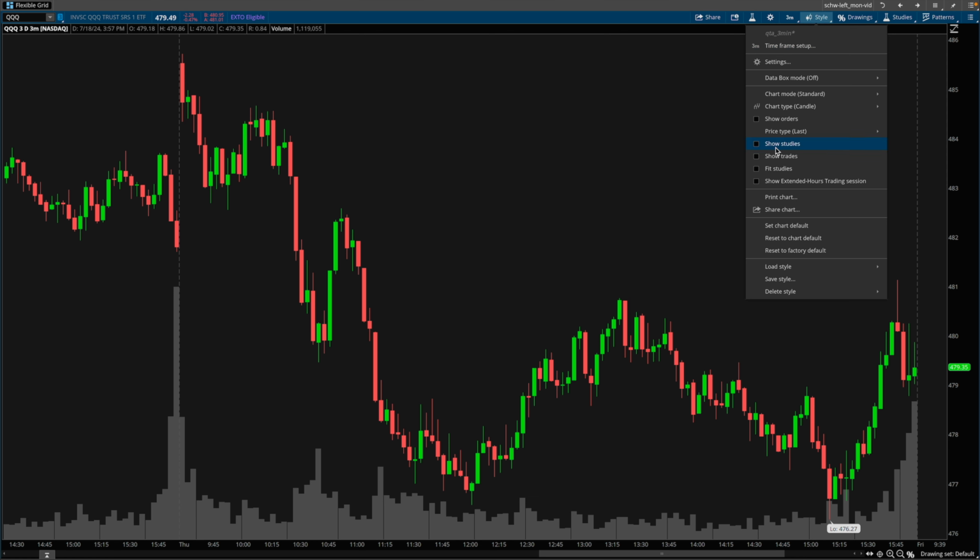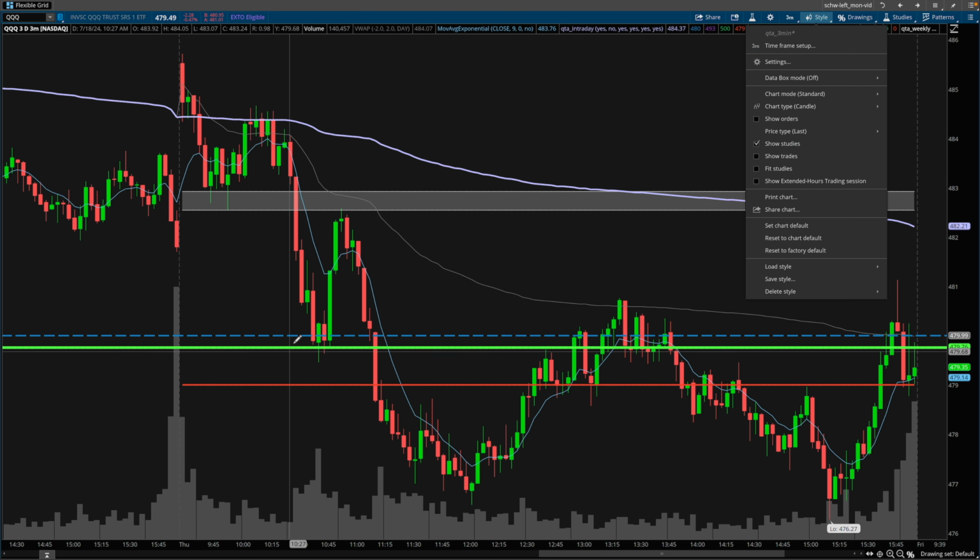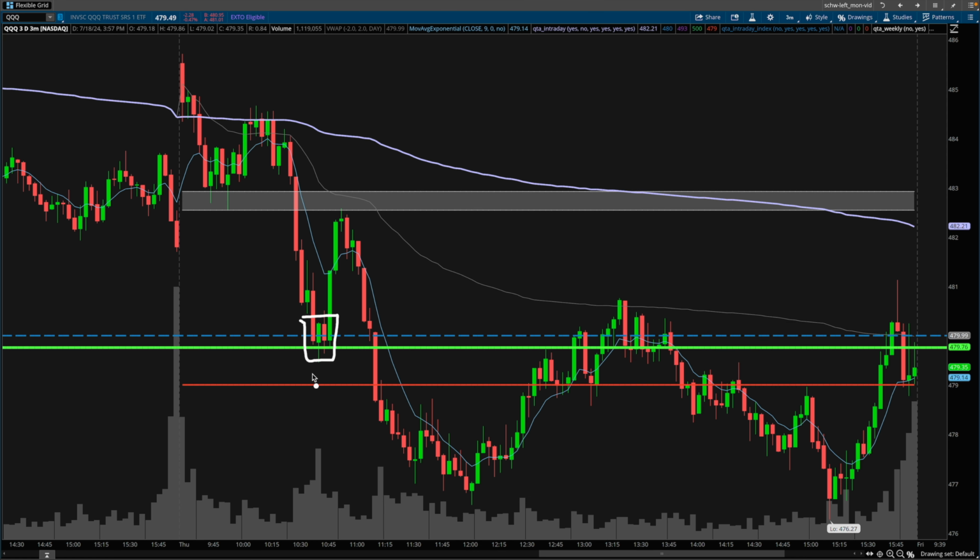So let's turn back on our studies. This is our 480 level. We have a lot of context. It is the QTA 2 sigma level. It is the max pain level. We see volume coming in. We had a massive extension, but what do we get? We get a break and retest.